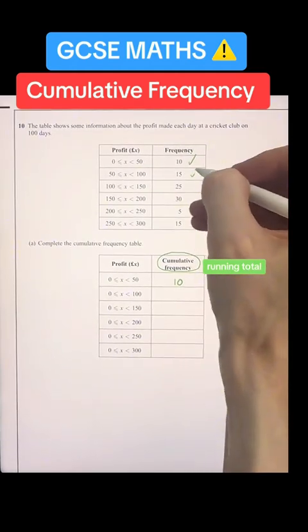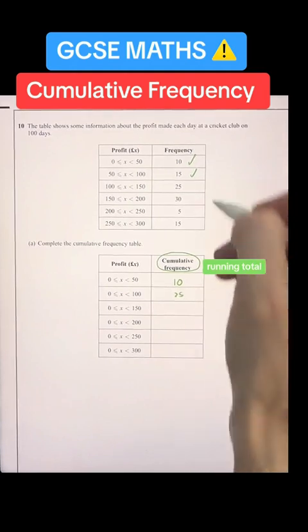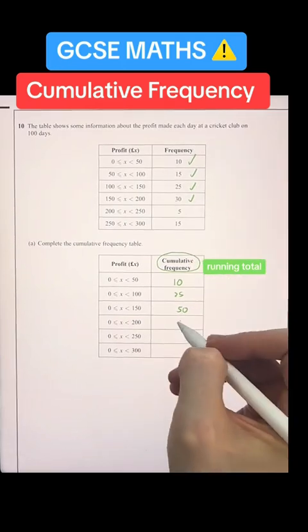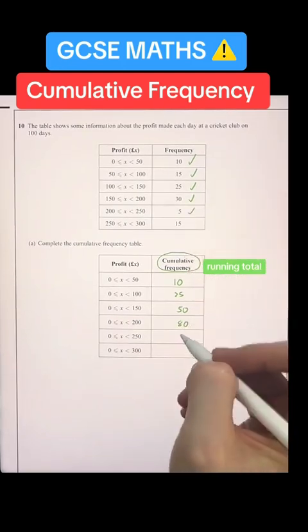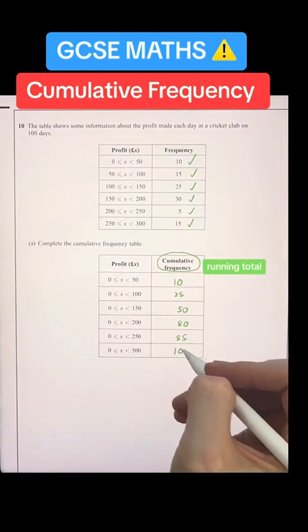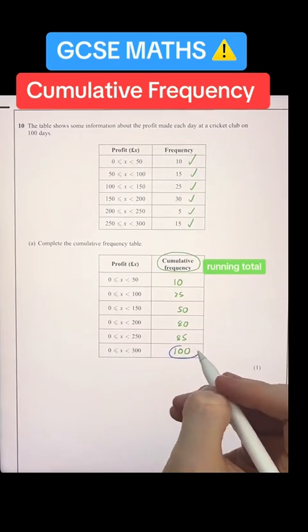So 10 add 15, that gives us 25. 25 add 25 gives us 50. 50 add 30 gives us 80. 80 add 5 gives us 85. And 85 add 15 gives us 100. As a check, our total cumulative frequency should represent the total number of days in this case.